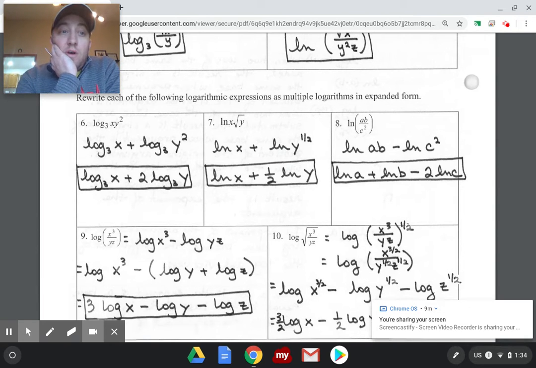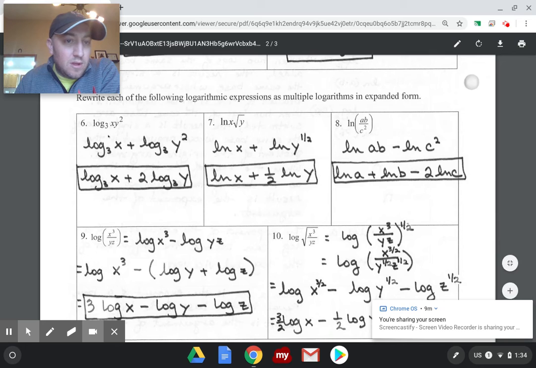So the exact opposite of that is expanding logarithms. This is when you start off with a single logarithm and you want to expand it. So working through these first couple are pretty simple. Log base 3 of x times y squared. I would separate the x and the y squared with an addition sign. And then the only thing I would need to do from there is I have y squared. I would need to bring the 2 out in front.